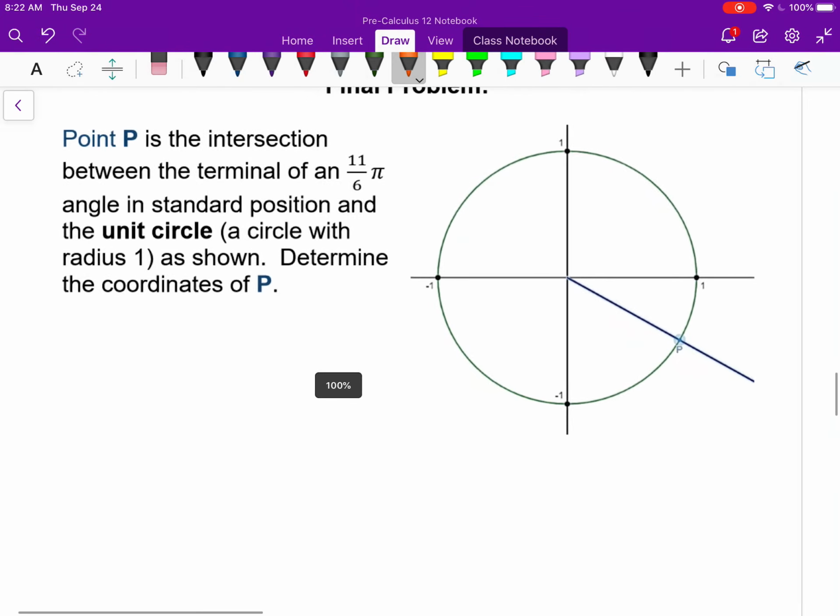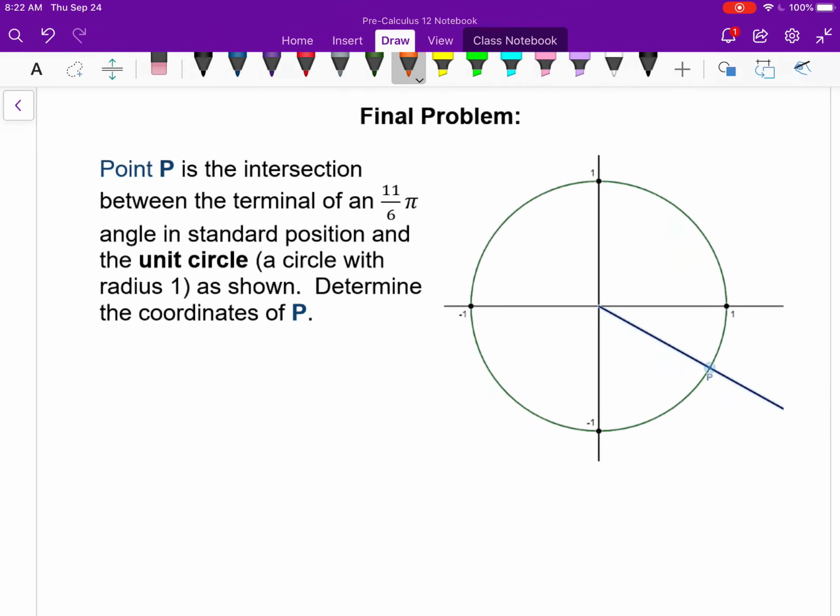Lastly, final problem. So I have a point that is the intersection between the terminal arm of an angle of 11 pi over 6 radians in standard position and the unit circle. The unit circle is a circle with radius 1, and that's what's shown. So first of all, that sentence I read has a lot of terminology, and it's quite to the point, but if I didn't actually have to give this visual, I'm sure the visual helped, but let's notice what we have in the visual. So point P is just, it says the intersection.